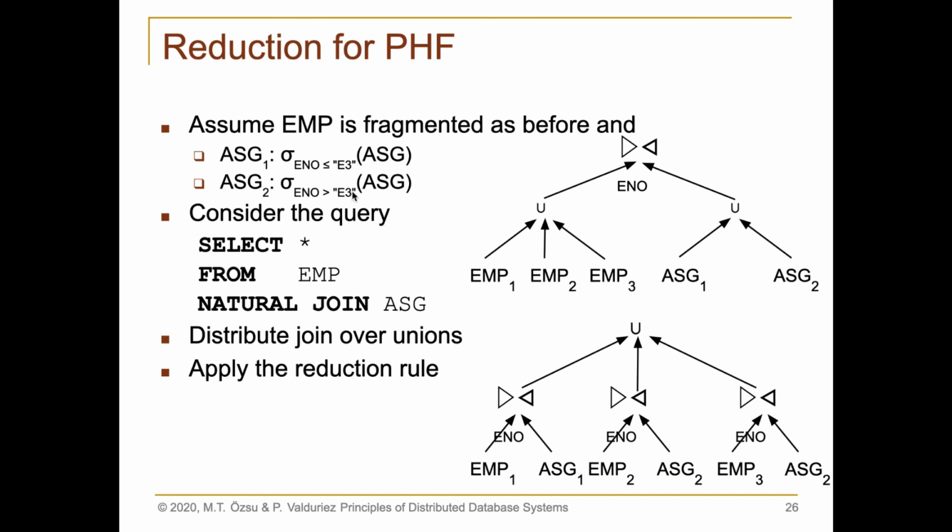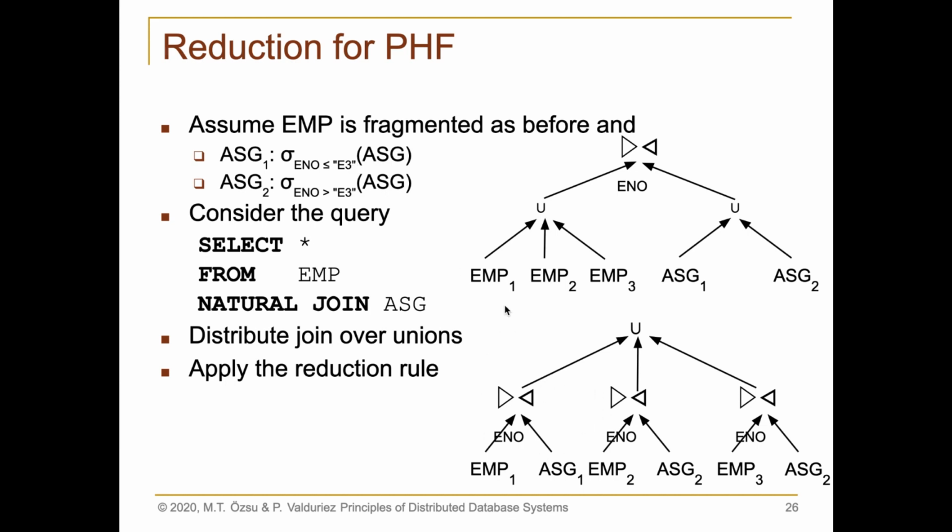From what we know about the criteria for primary horizontal fragmentation on both of these relations, the join between employee 1 and assignment 1 yields some kind of result because the primary horizontal fragmentation selection criteria they both use is the same, which is employee number less than or equal to employee 3.